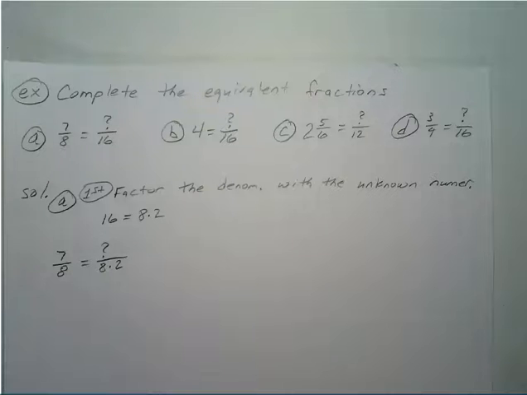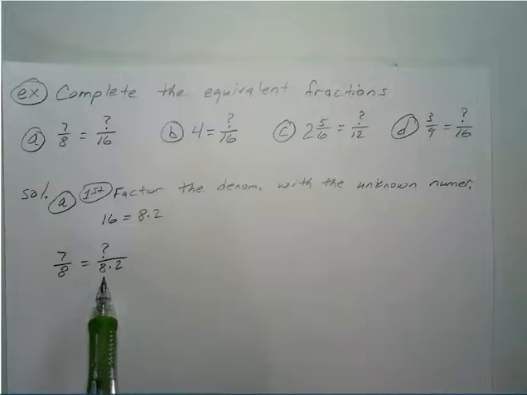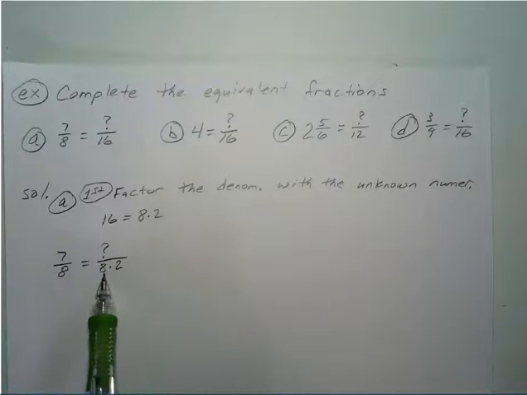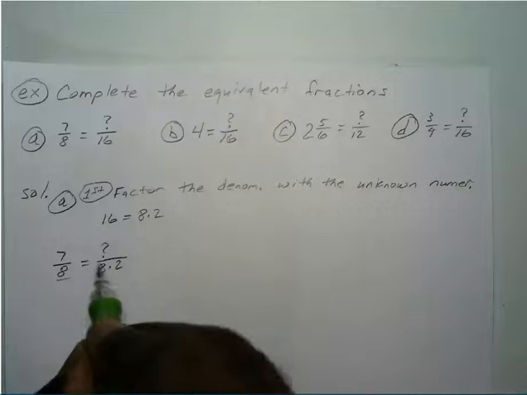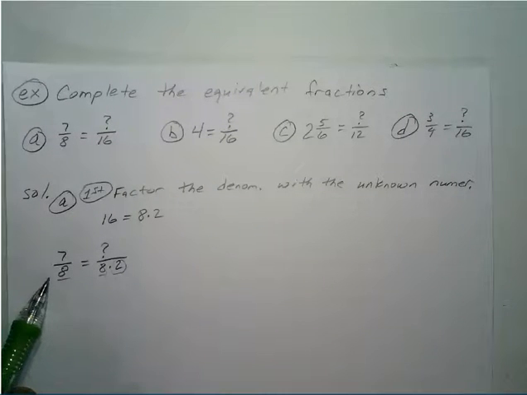Now the thing is, we want both of those denominators to match. So we have an 8 here and we have an 8 here. So we're good there. The only thing missing is a 2. So we need a 2 in the denominator over here.